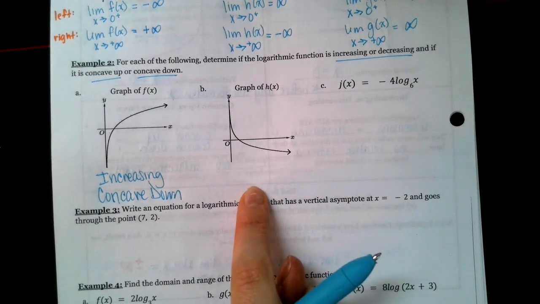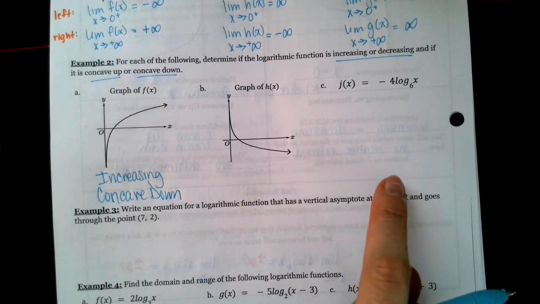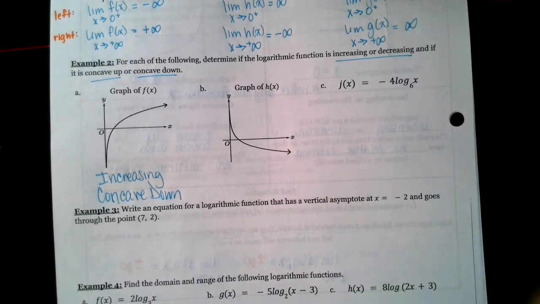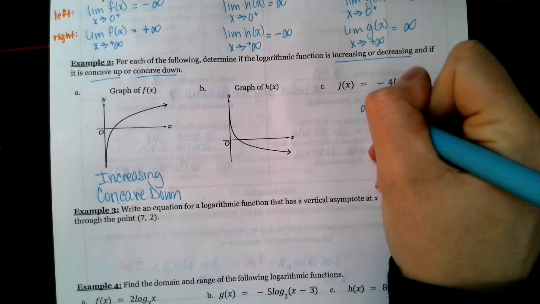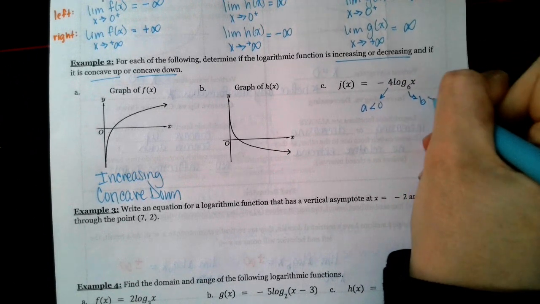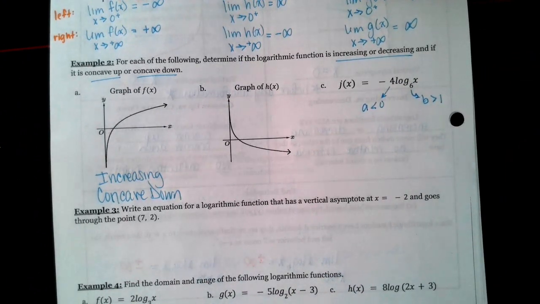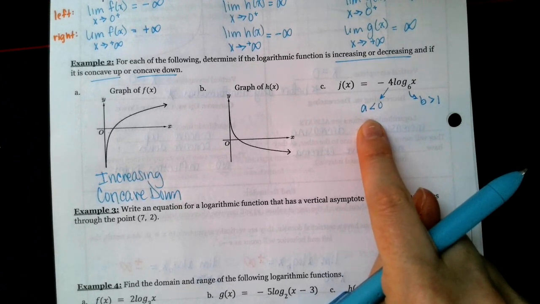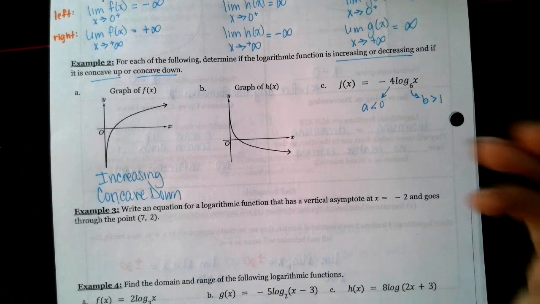I'm going to leave B for you to do. And then for C, I will do this one. So I have my A value is -4. So my A value is less than 0. My B value is still bigger than 1. If my A value is less than 0, I know my graph is decreasing.